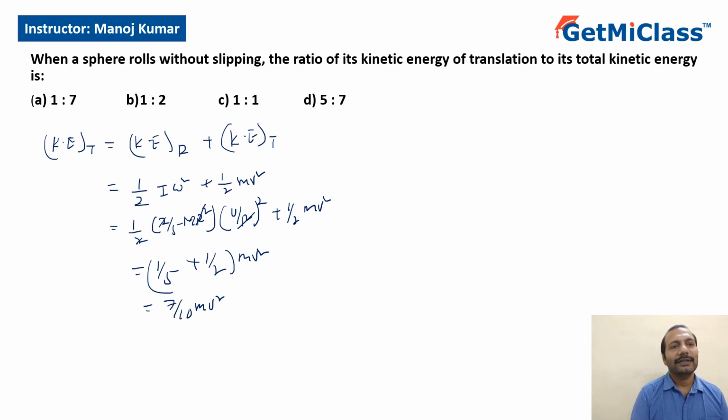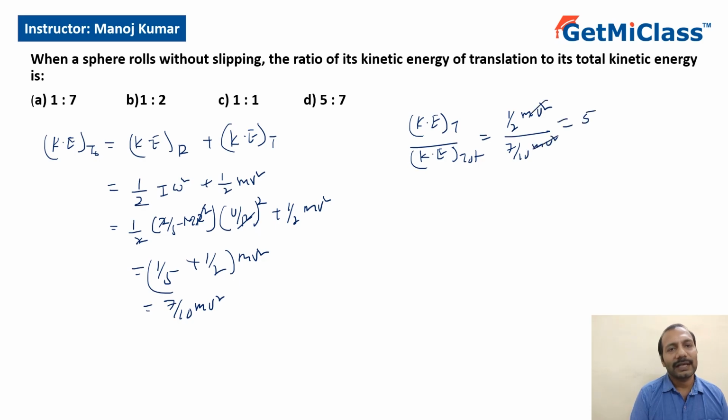Now what are we required to find? Kinetic energy of translation to total kinetic energy. Kinetic energy of translation, I'll write it as T_O by kinetic energy total. So that is equal to half mv square by 7 by 10 mv square. So mv square cancels, that becomes 5 by 7.